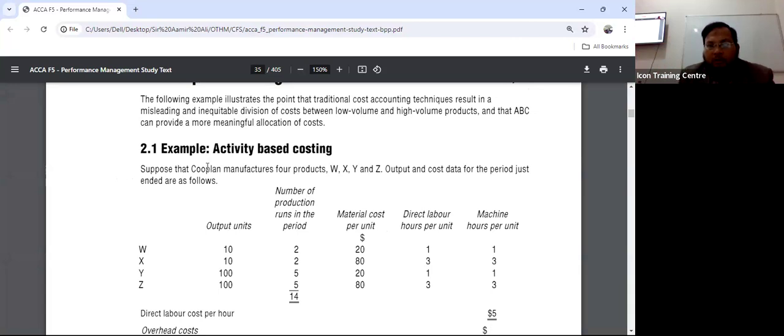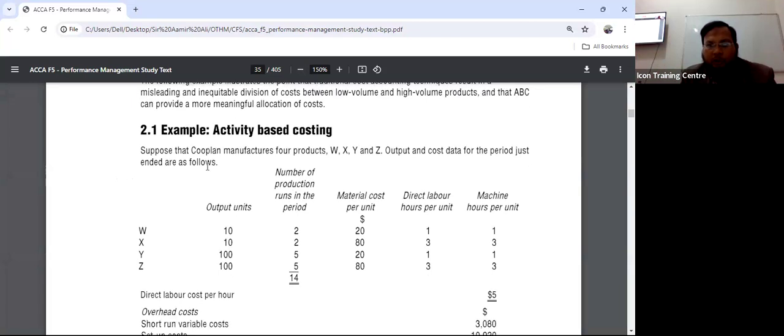So the output and cost data for the period just ended are as follows. Now they have given you all the information. So let's suppose for W product, they have produced how many units? 10. Okay. For X, they have produced 10 units. For Y, they have produced 100 units. And for Z, they have produced how many units?